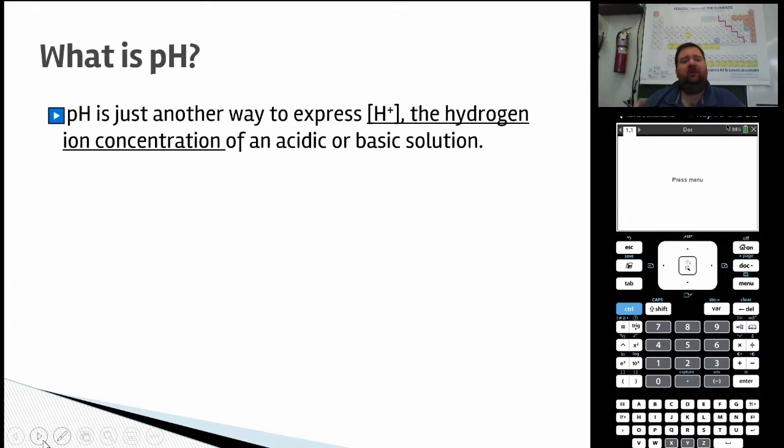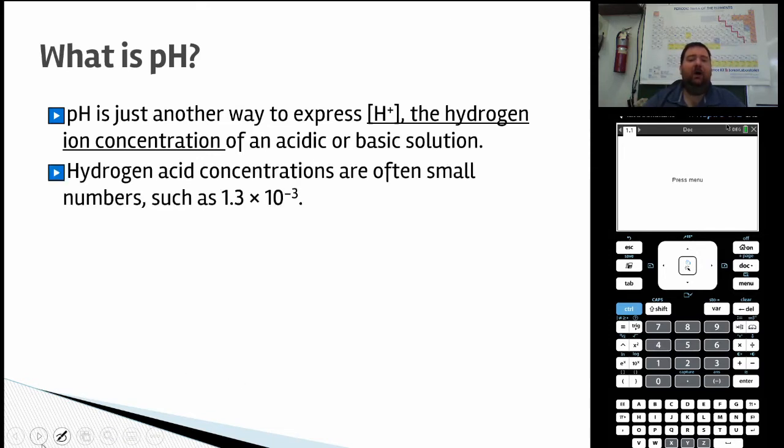So we're going to start to talk about pH as just another way to express the hydrogen ion concentrations in solution. And we already know that when you're talking about those ions, they're going to be very small numbers, such as 1.3 times 10 to the negative 3 molarity. Now, when you see that, you likely have no way of looking at that number right now and knowing whether that solution is acidic or basic. And that's going to be the purpose of today.